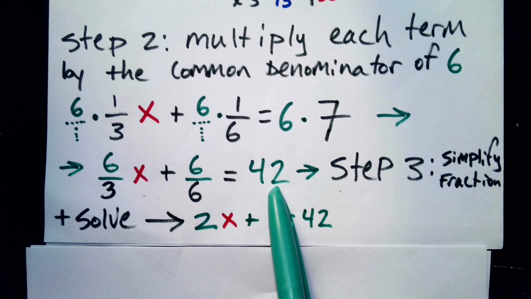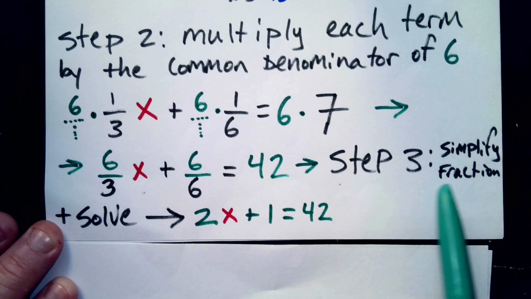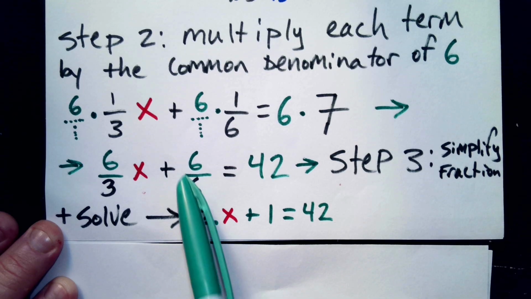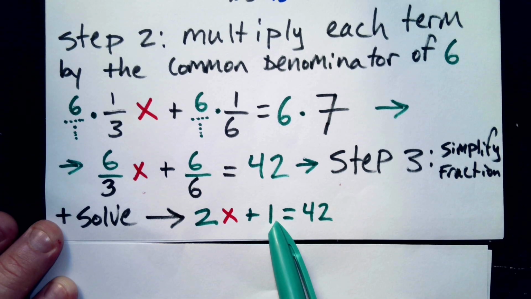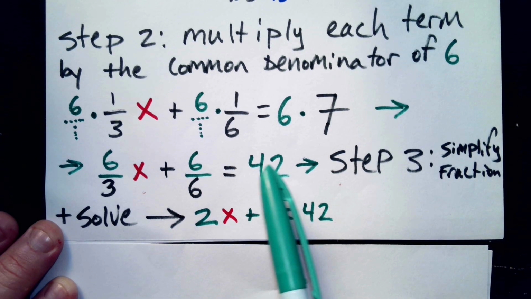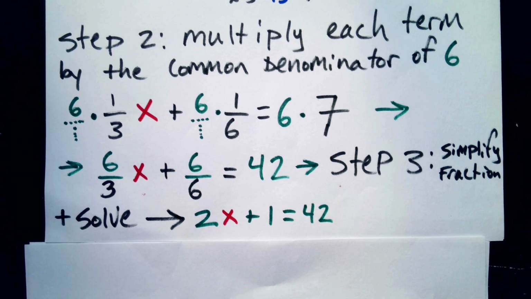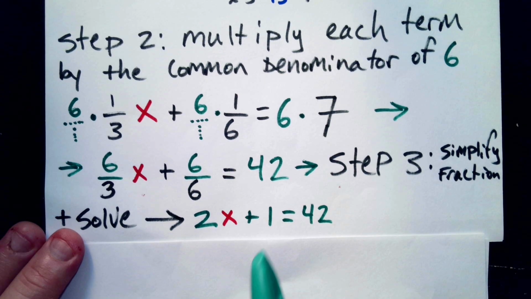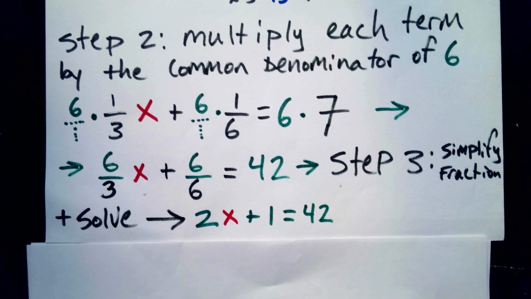Right now, the next step you want to take, step 3, is to simplify the fractions, right? So what is 6 divided by 3? That's 2x plus, and what's 6 over 6, or any number over the same number? That's a 1, and it's a positive 1. Equals 42. Take a look at this equation. Do you see any more fractions? No, the fractions are gone. Now what you're going to do for the next steps is follow the inverse operations to eliminate the 1 and to eliminate the 2 so you can get x all by itself. Let's go ahead and do that now.